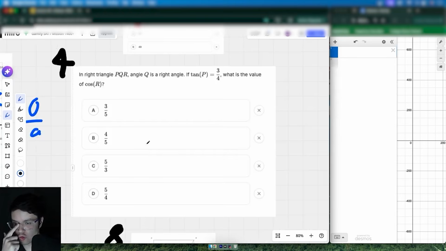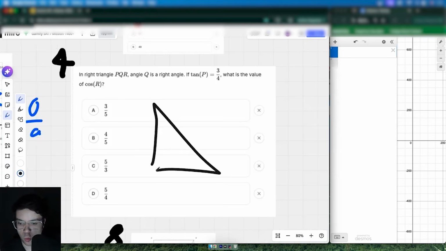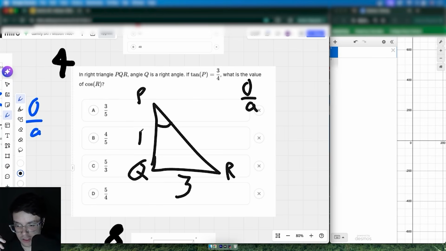Now for this one here, right triangle PQR, where angle Q is the right angle of them. It says tangent of P is equal to 3 divided by 4. Now remember, tangent is opposite over adjacent. So if you have angle P here, opposite to that would be this, and then adjacent would be 4.